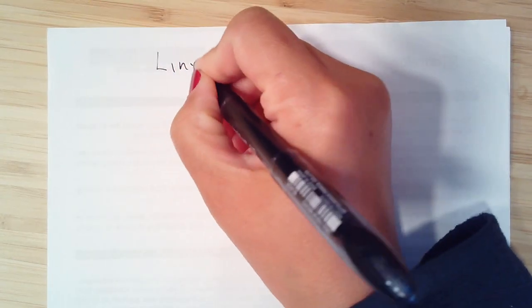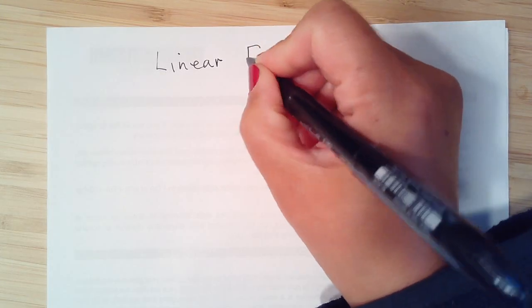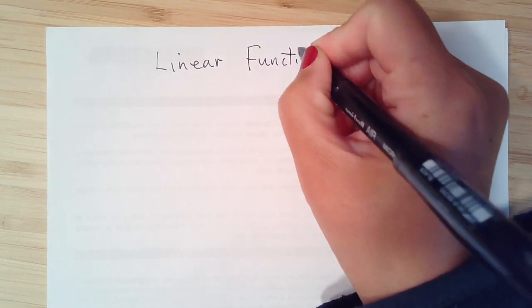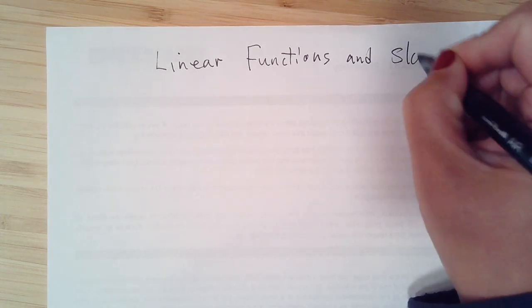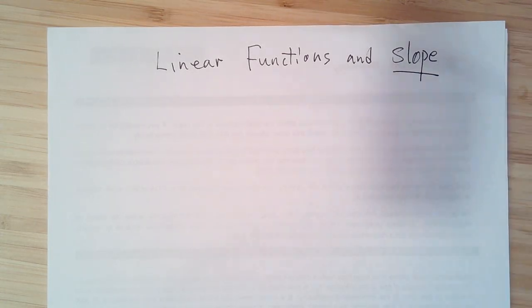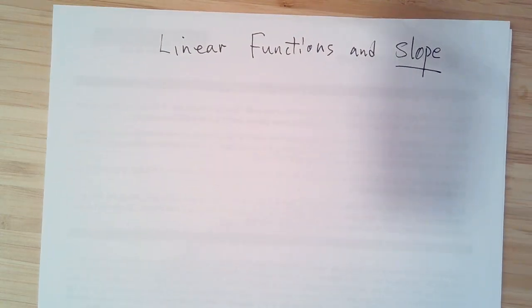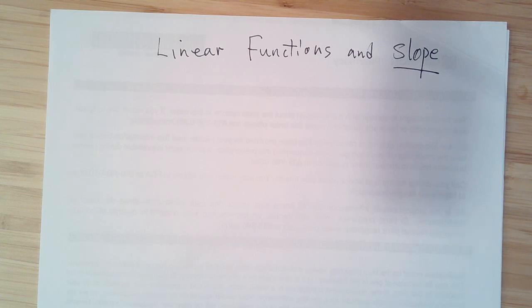Now we're going to learn something very interesting, very important too. It's called linear functions and the slope. Slope is a very important concept here. So linear functions, which means when you graph the function, it looks like a straight line.